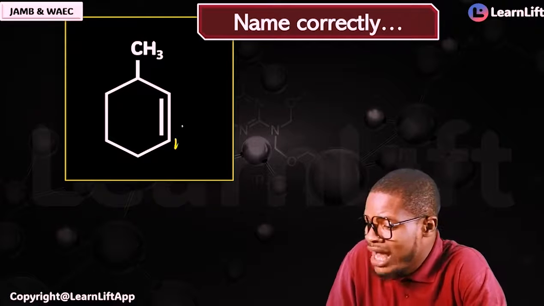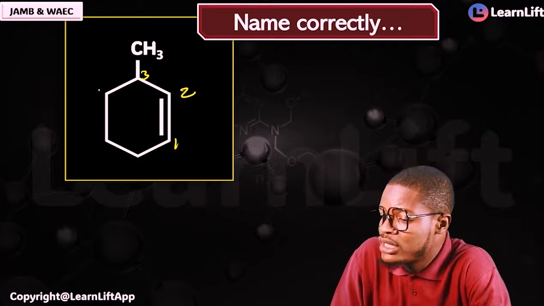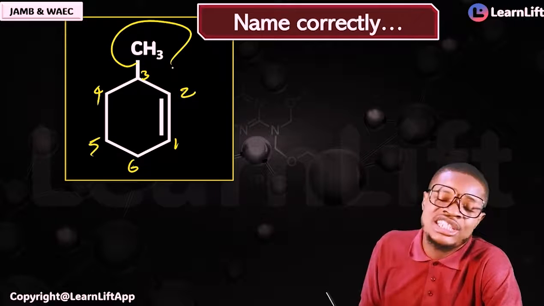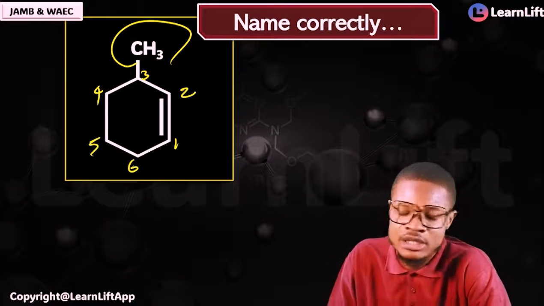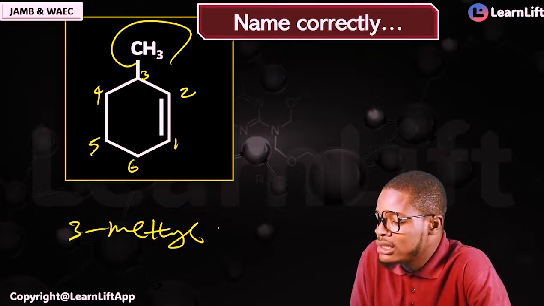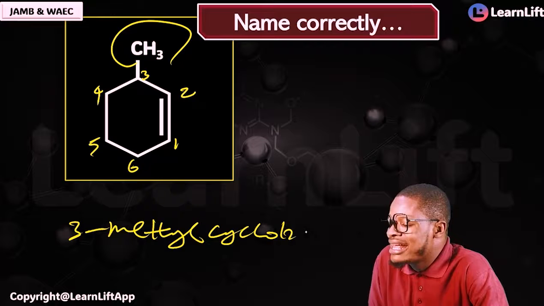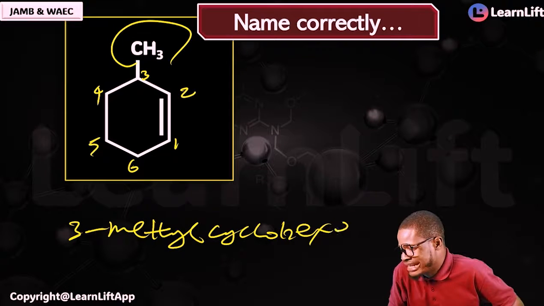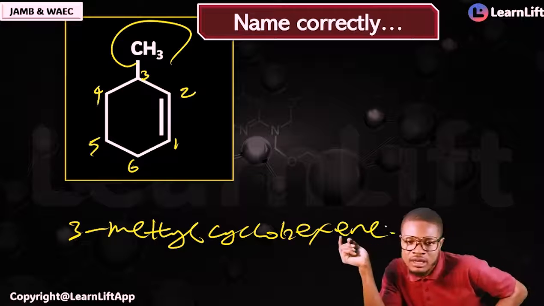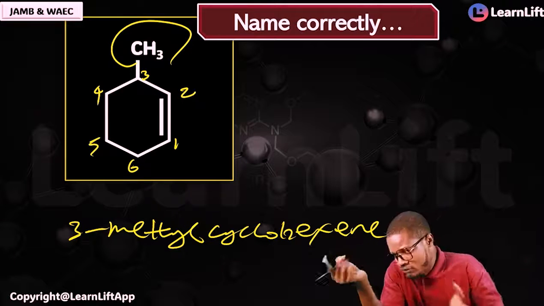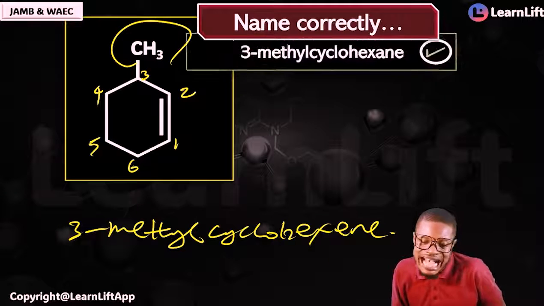So here's going to give you 1. Here's going to give you 2. Then here is 3. Here's your 4. Here's your 5. Here's your 6. And this is the attaché. That's going to give you 3-methyl. Right? 3-methyl. Hexene. That's the name. Because the 1, you say you have the double bond. Very easy.